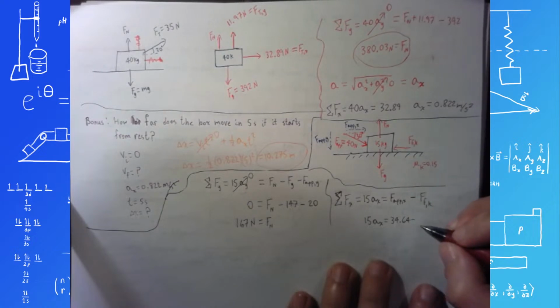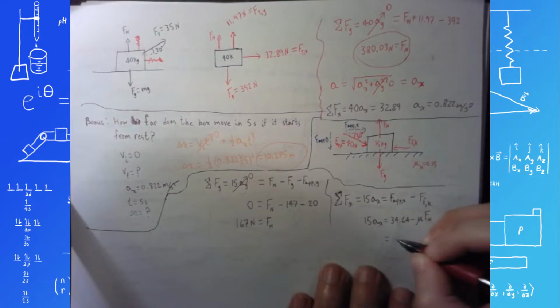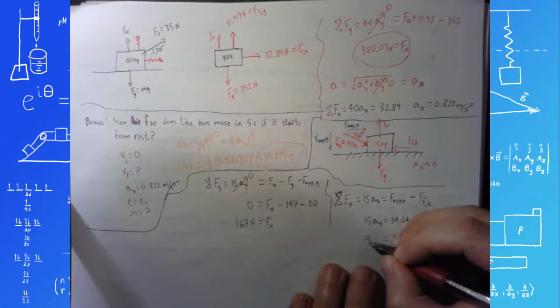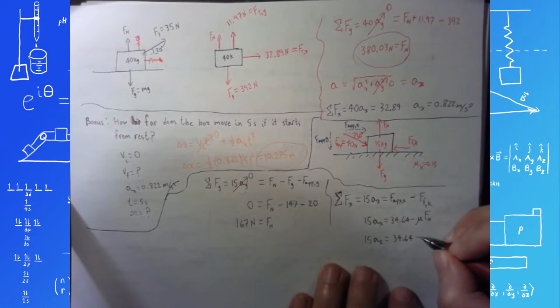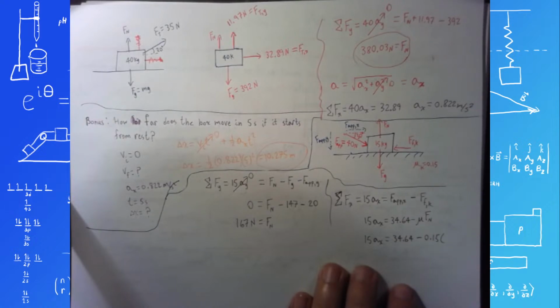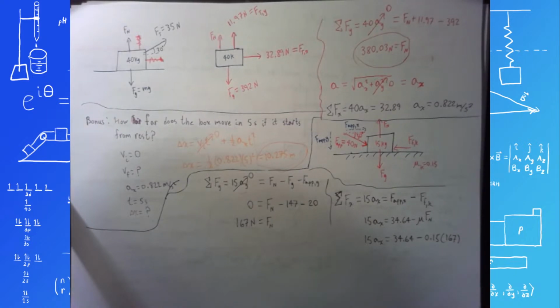minus the force of kinetic friction, which is equal to the coefficient of kinetic friction times the normal force, is equal to 34.64 minus 0.15 times normal force, which was 167. Okay, so that'll be 0.15 times 167 equals 25.05.